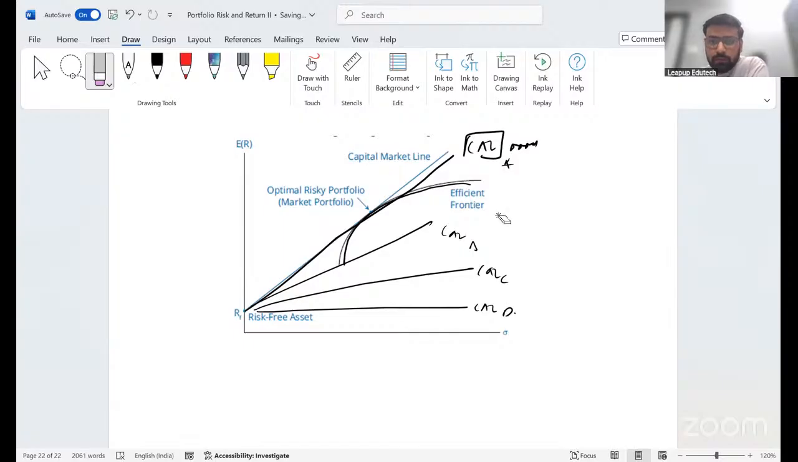Anyway, so this is going to be the best CAL. All right, sir, fair enough. And which portfolio should we choose? The one that is tangent.